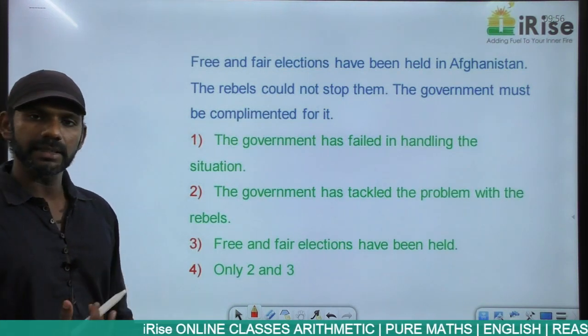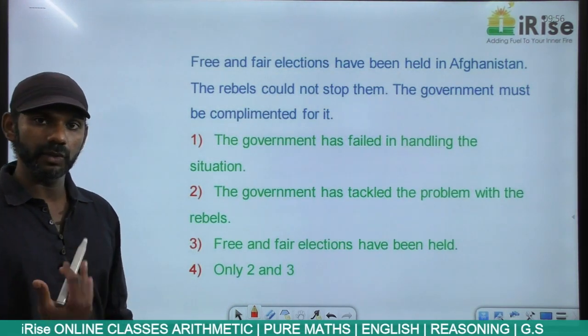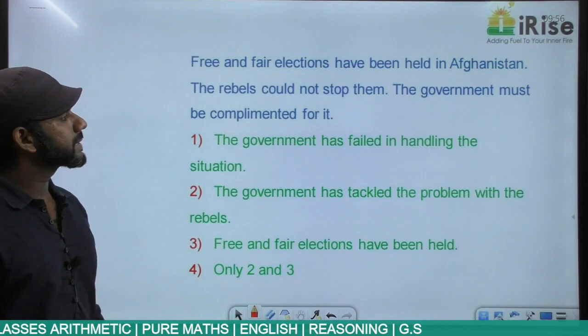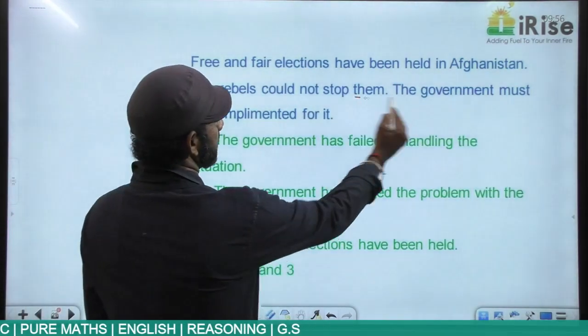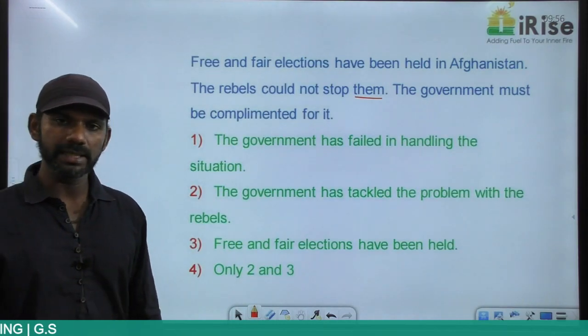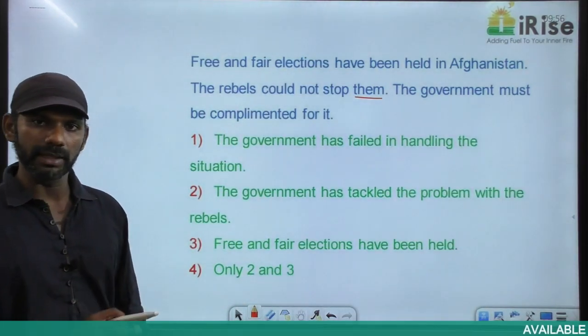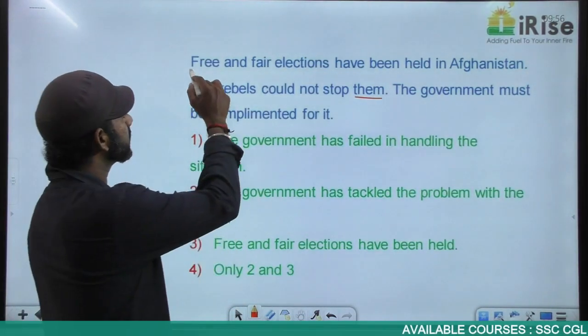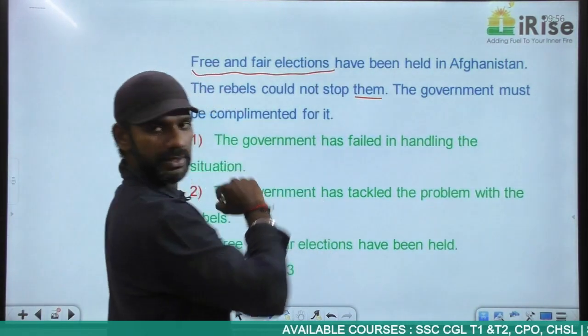The rebels means those who go against the government, those who oppose the government. The rebels could not stop them. Them is a pronoun, plural pronoun antecedent, so it can refer only to a plural noun. And them refers to free and fair elections.